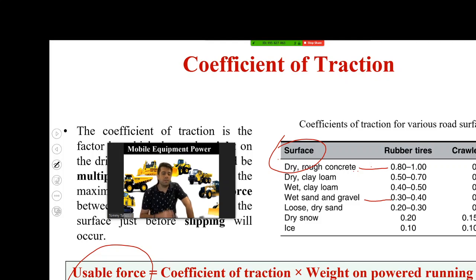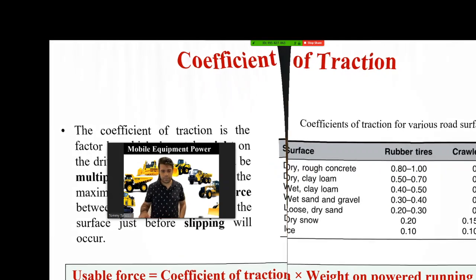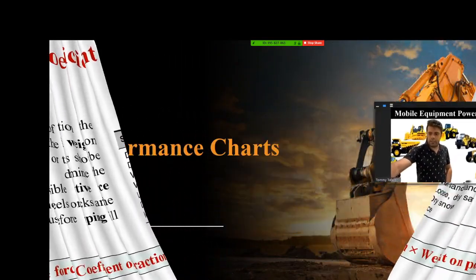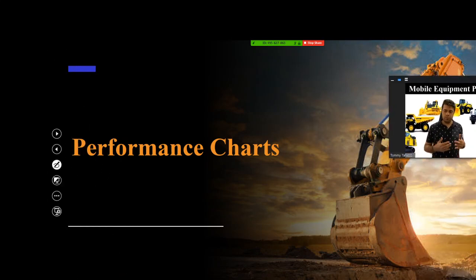That's why in construction we do not like wet surfaces, because the coefficient of traction will be lower and the usable force in a wet surface will obviously be lower. All right, that actually completes our review on parts 1, 2, and 3.